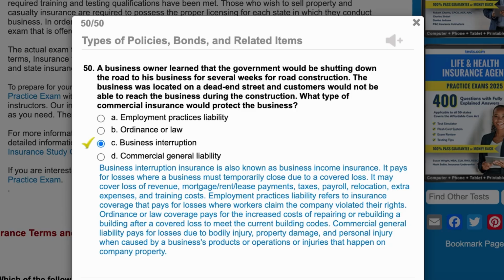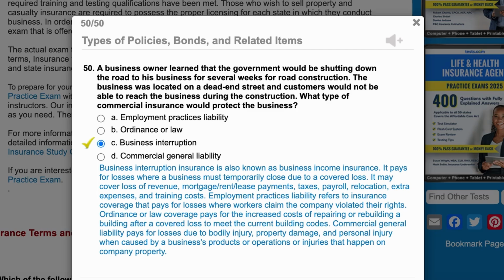Business interruption insurance is also known as business income insurance. It pays for losses where a business must temporarily close due to a covered loss. It may cover loss of revenue, mortgage, rent, lease payments, taxes, payroll, relocation, extra expenses, and training costs.